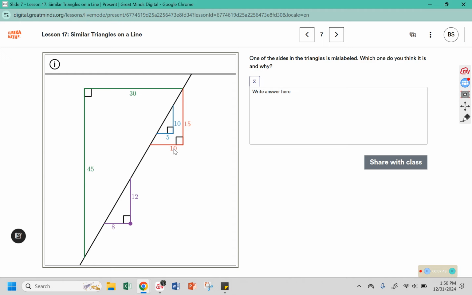Let's see. 5 times 6 is 30. 10 times 6 would be 60. What if we looked at the red one instead? 10 times 3 is 30. 15 times 3 is 45. So the green and the red ones match up.